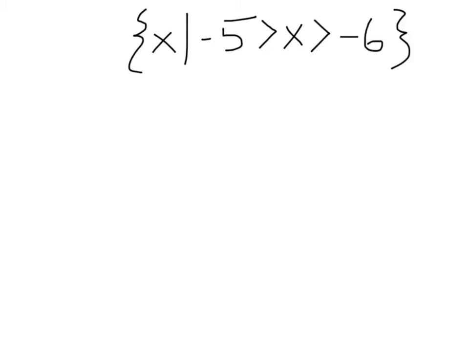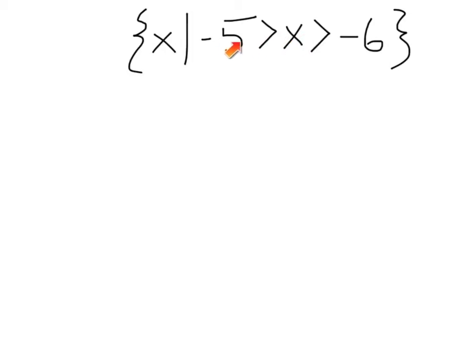So we always want, if we think of the inequality signs as being arrowheads, we always want them pointing to the left, because that's the way the number line works. So if we read this from right to left in the other direction, then that's going to say that x is, it's going to say minus 6 less than x and x less than minus 5.